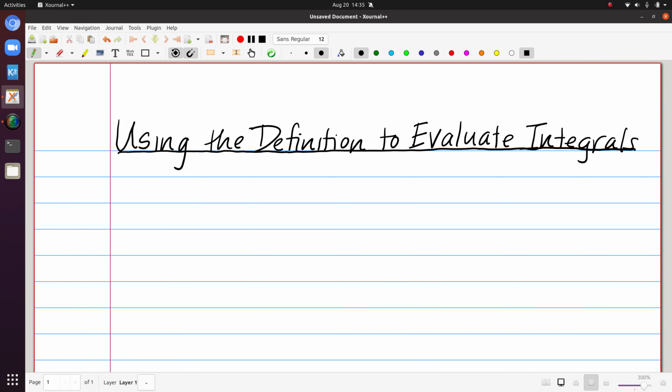All right, now that we have the definition of the definite integral, I want to go through a few examples of actually using that definition to evaluate integrals. In some sense, this is going to look a little bit like the reverse of what we did in the last two examples.